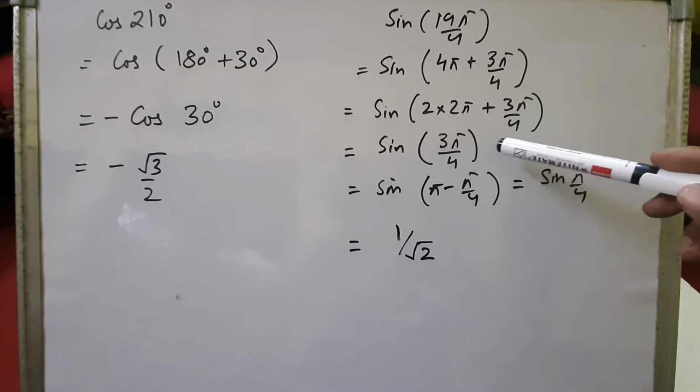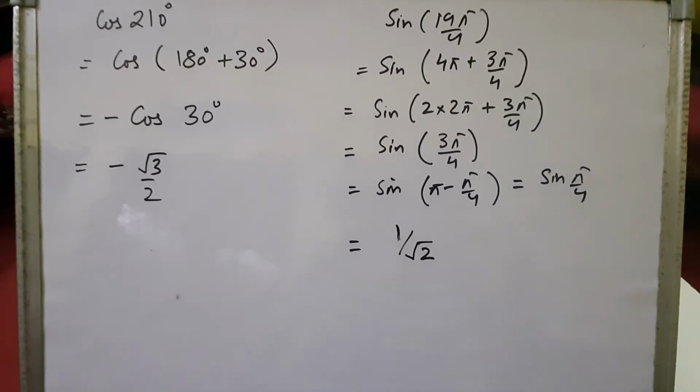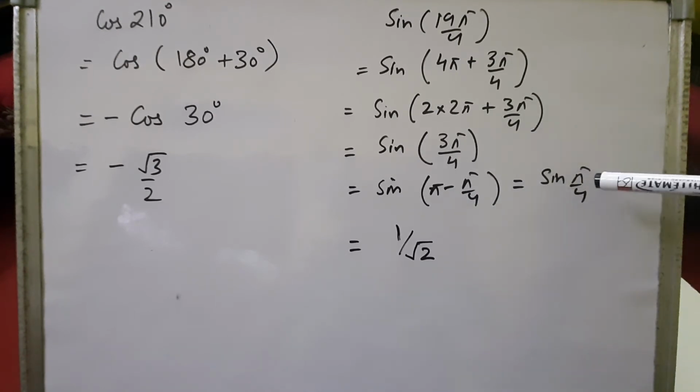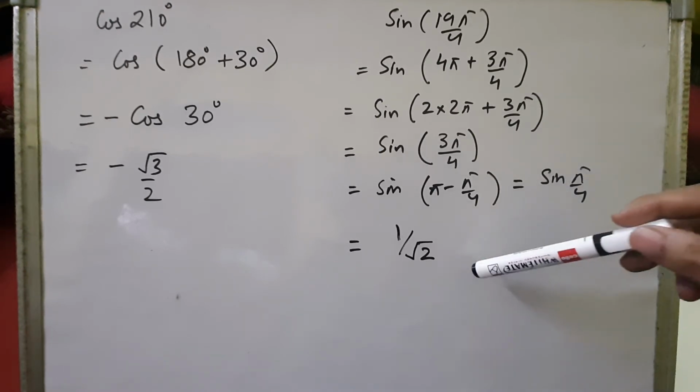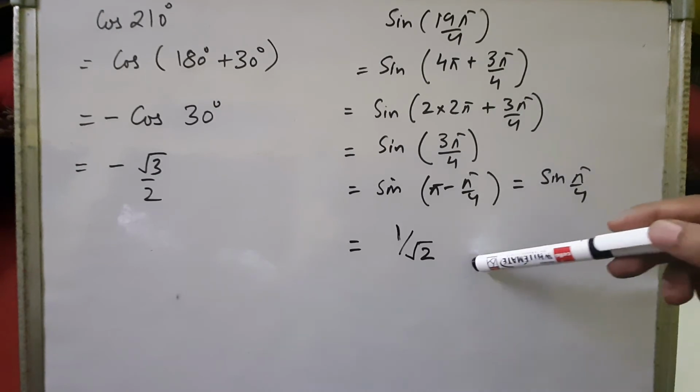Right, children? Again, I have converted this 3 pi by 4 into a smaller angle by writing 3 pi by 4 as pi minus pi by 4. Sin 180 minus theta is, we know, sin theta. Right? 180, no change, sine will remain sine. 180 minus something, second quadrant, sine is positive. So it will be plus sine pi by 4. Sine pi by 4 has value 1 by root 2. So this value of sine 19 pi by 4 is 1 by root 2.